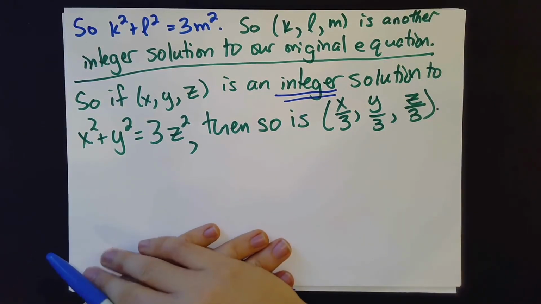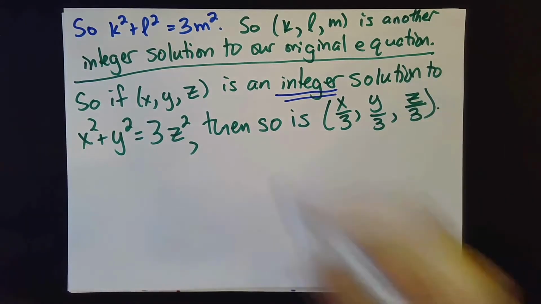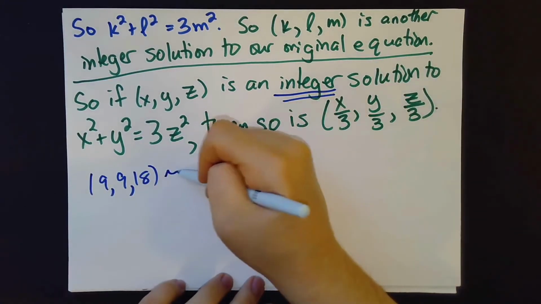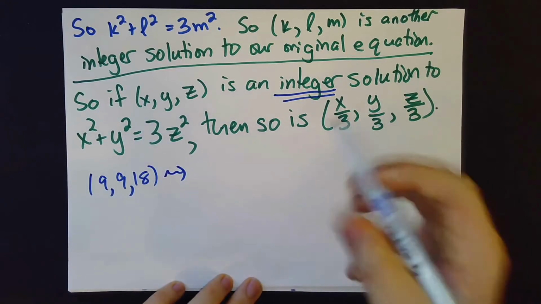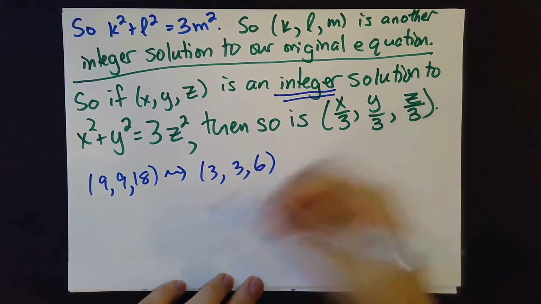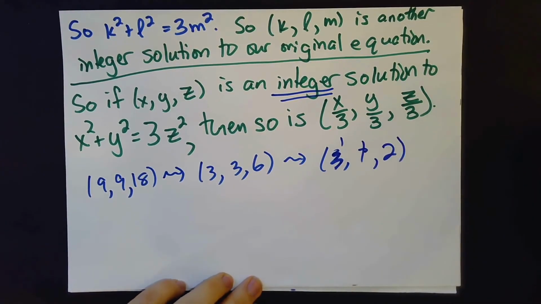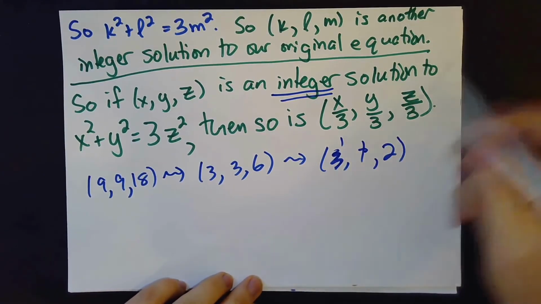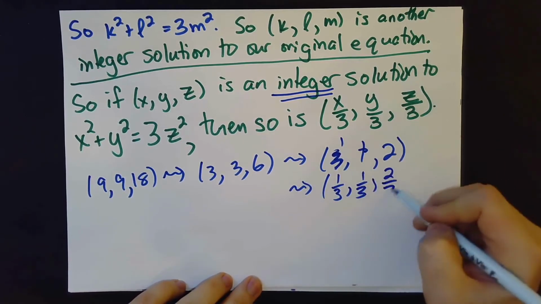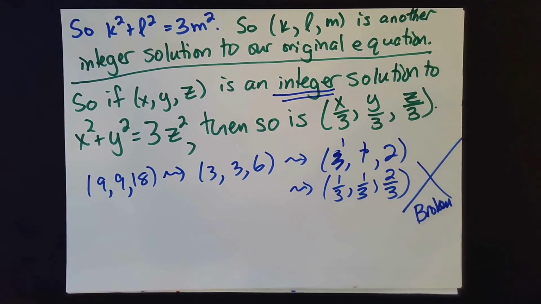But the thing is, I can apply this same statement to this integer solution. And so again, if I started with 9, 9, 18, which is not really a solution to the equation, but imagine it was, this magic formula that we just did would tell me, okay, well, so is 3, 3, 6. Well, that's an integer solution. So is 1, 1, 2. No problem yet. But now when I say, okay, this is an integer solution, so is 1/3, 1/3, 2/3, now math is broke.